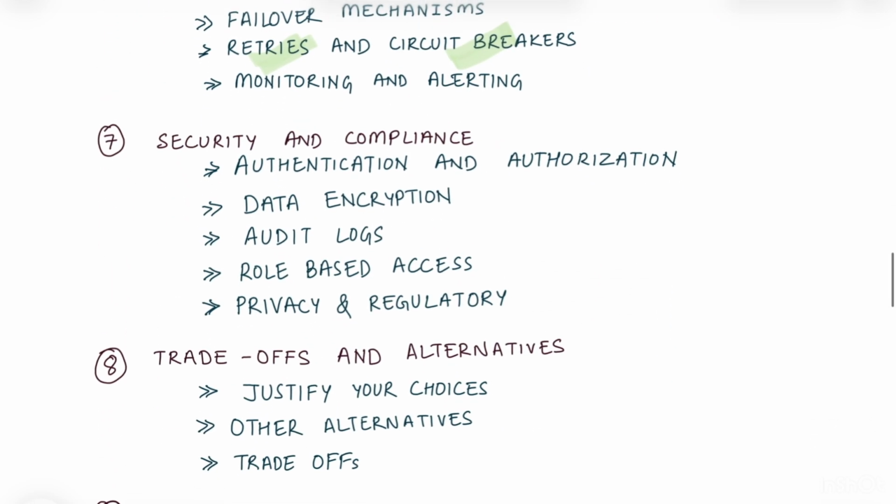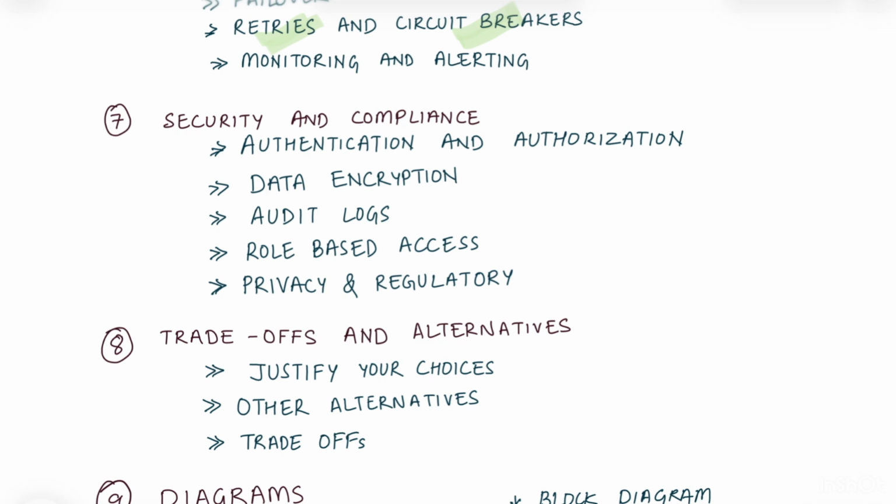Coming on to the security and compliance part, this section is often skipped by beginners, but mentioning it immediately makes your design look mature. Mention things like authentication, authorization, encryption, audit logs, and role-based access. You don't need deep cybersecurity knowledge for this, but you should acknowledge security concerns.